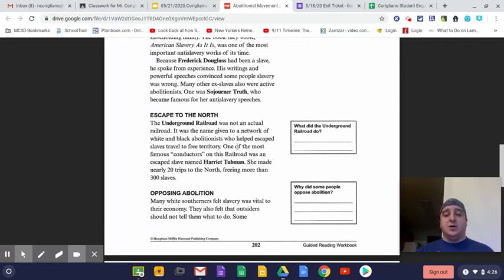That was what the Underground Railroad was trying to do: help African Americans escape slavery and travel to free territory, which was the North. And one of the most famous conductors of the Underground Railroad was an escaped slave named Harriet Tubman.